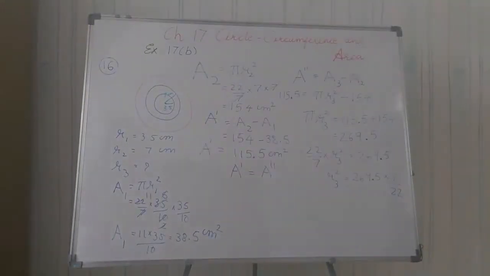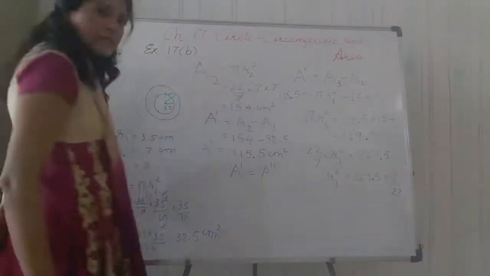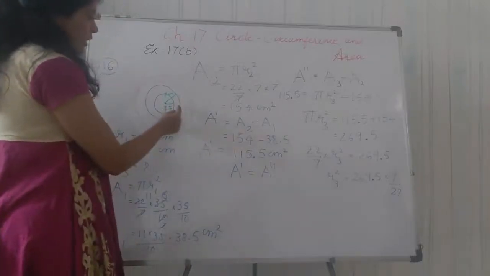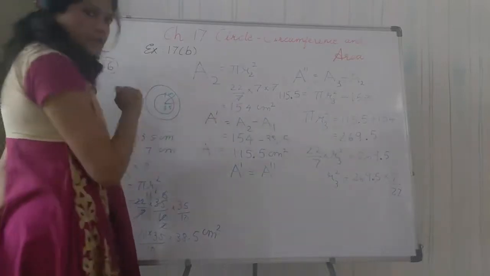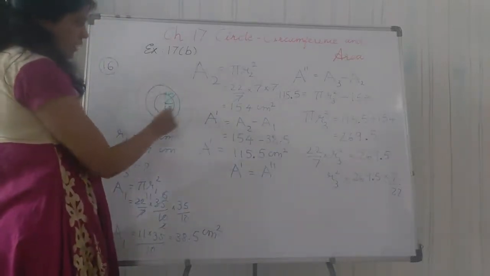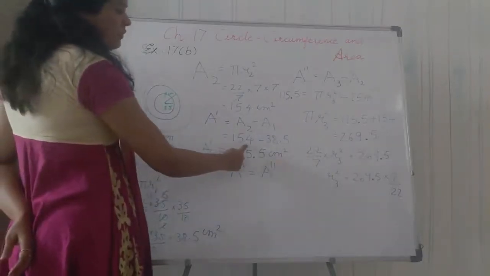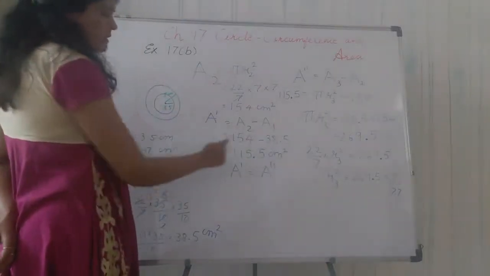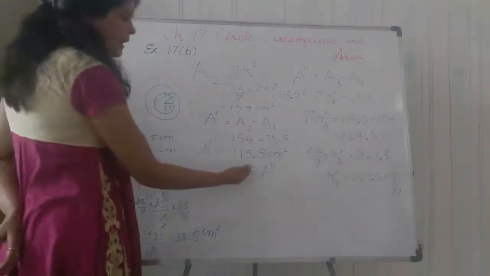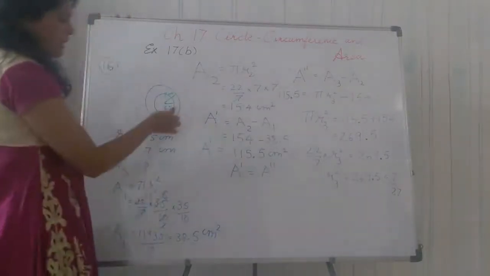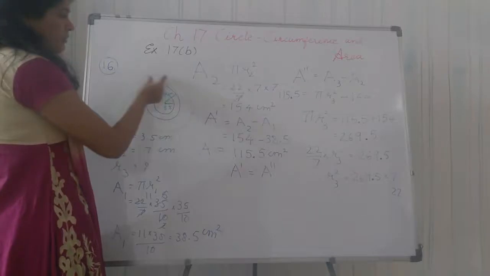So now students, you can see here that I got my area 2, that is 154 centimeter square. Now the subtraction of A2 and A1, whose answer I have taken as A dash, which is this blue color area. For that A2 minus A1 is 154 minus 38.5, which answer is 115.5 centimeter square. Now I have written here A dash is equal to A double dash. So A dash is this blue portion and A double dash is this red and blue color between portion.